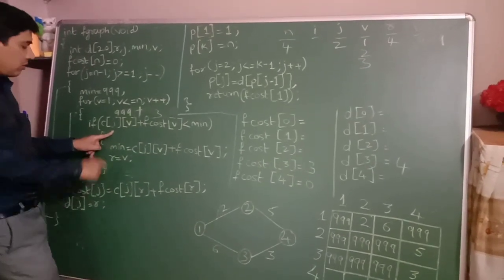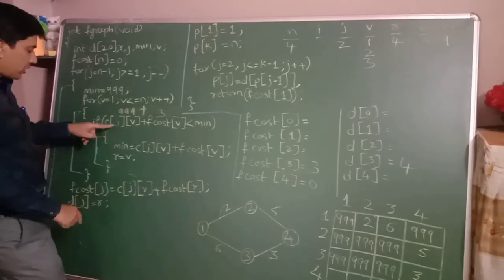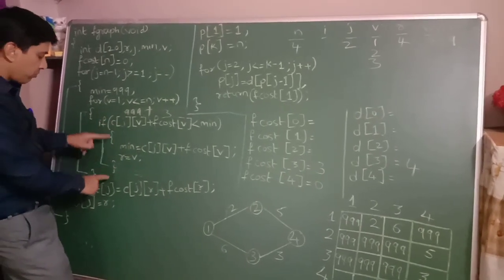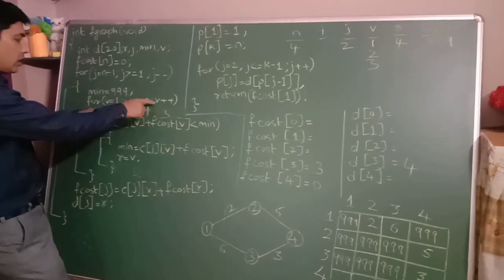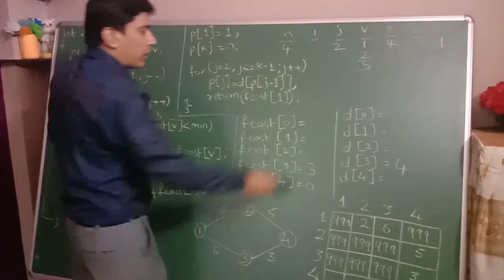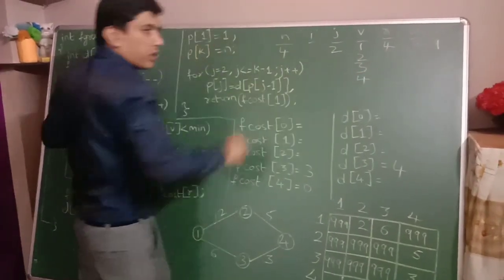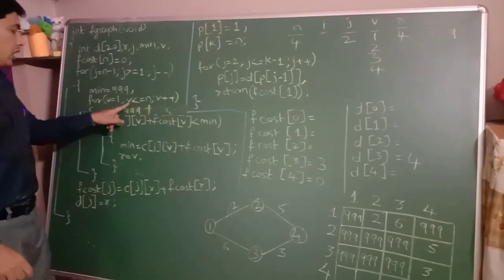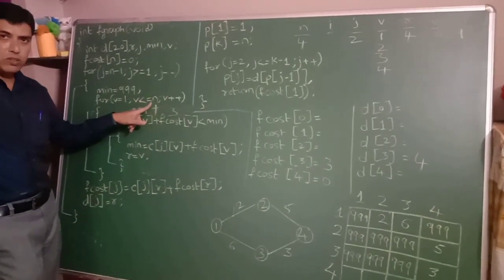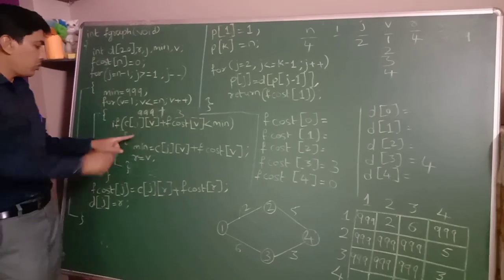No, the condition will become false, right? When the condition becomes false, it will increment the value of v by 1. Now the value of v will become 4, right? So is 4 less than or equal to 4? Yes, the condition becomes true.